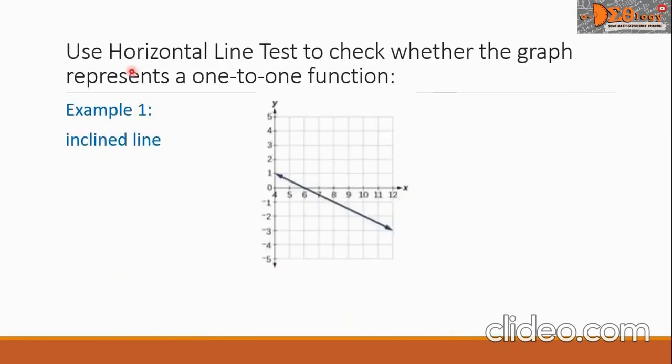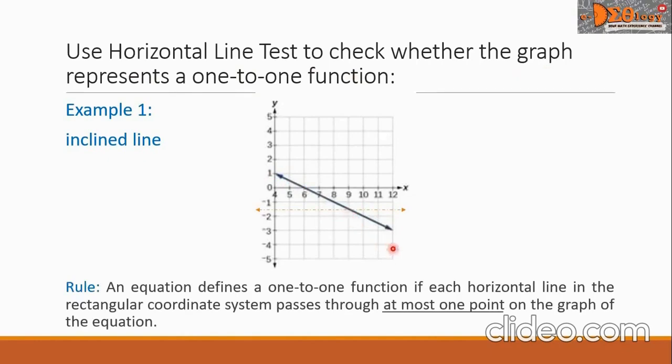Example 1. Use the horizontal line test to check whether the graph represents a one-to-one function. This is the graph, an inclined line. So let us draw now a horizontal line anywhere on the graph. So we have this horizontal line here, and we can see that it intersects the given line at one point.